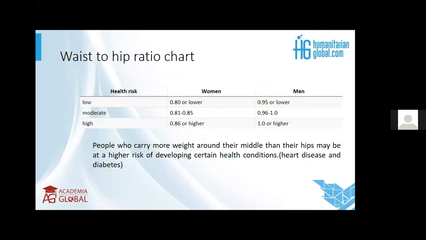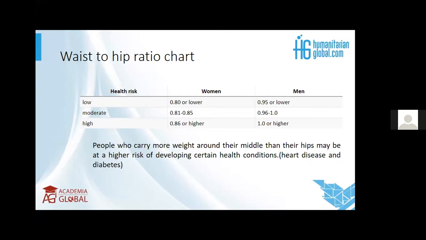So we are saying women have a certain ratio or lower, and men a certain ratio or lower. That means the risk, and for men it is also indicated there. Higher health risk for women who have 0.86 ratio or higher, and for men, one or higher.